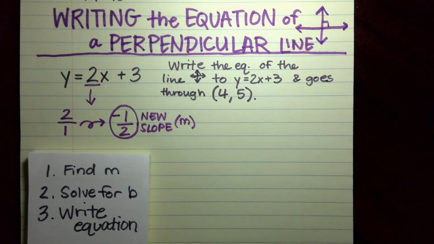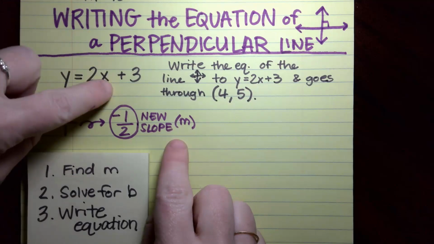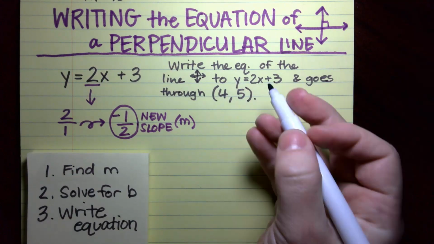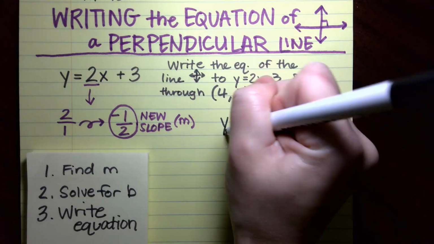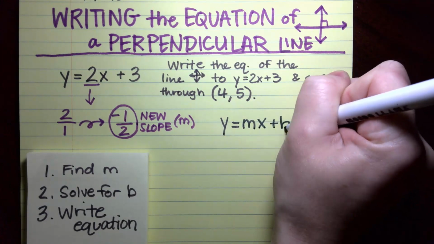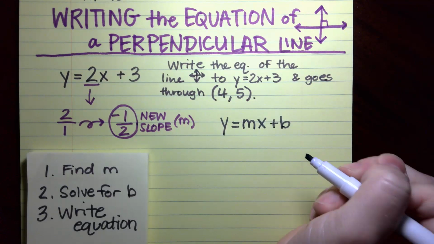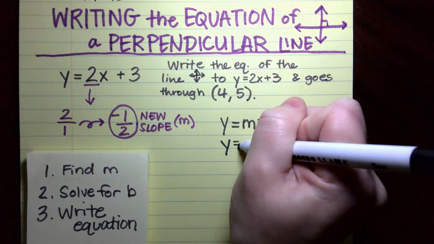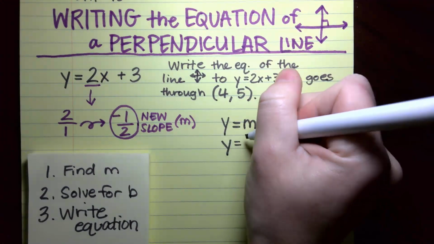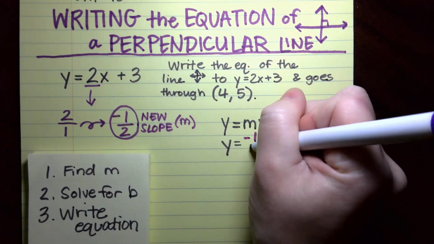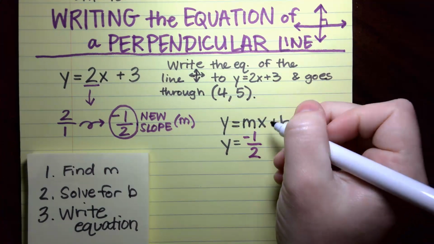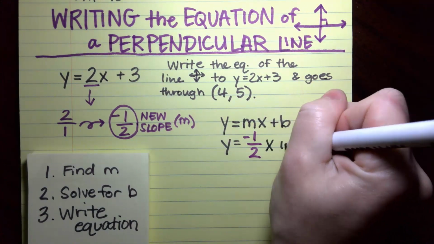So what I like to do is to keep track of what we're doing at each step and plug it in to a new equation. First we started with y equals mx plus b. We found m, so now I'm going to write y equals, and you don't have to write it all out like this. I like to keep things very simple and organized. Now I have y equals negative 1/2 x plus b.